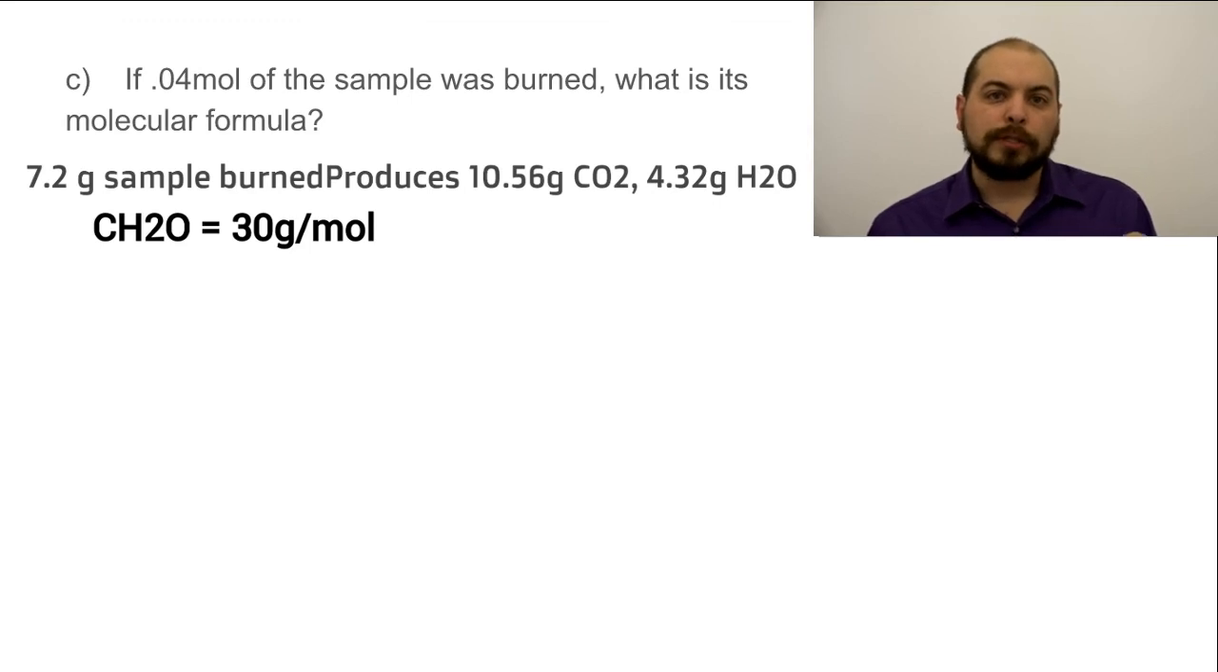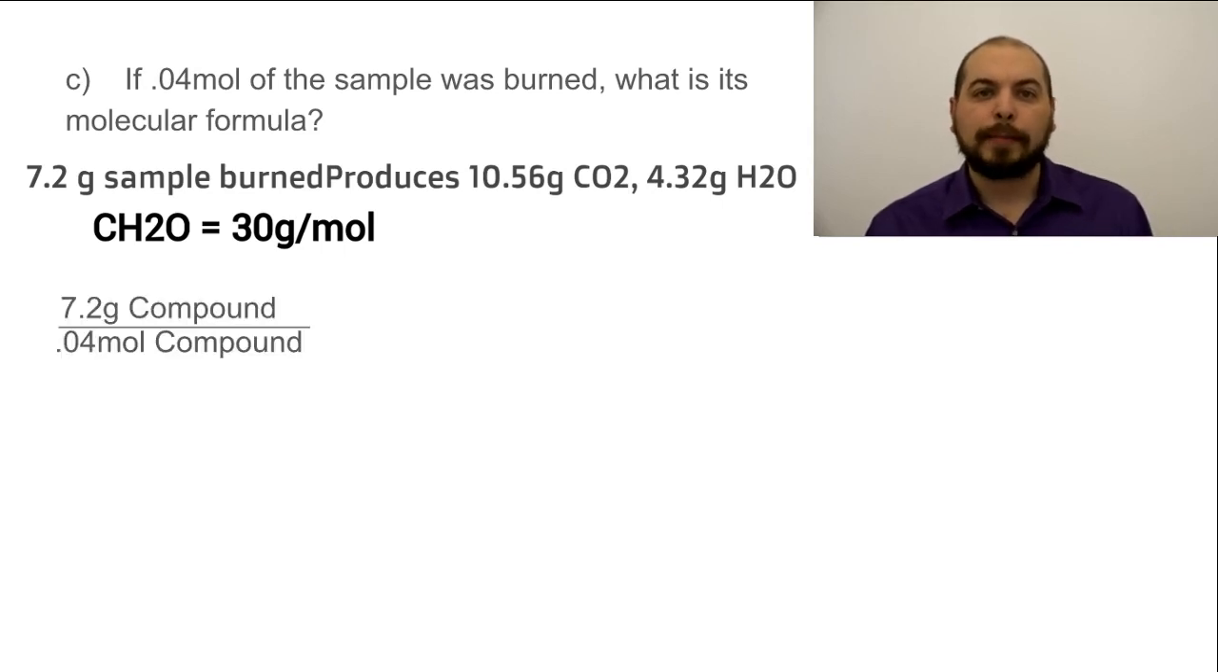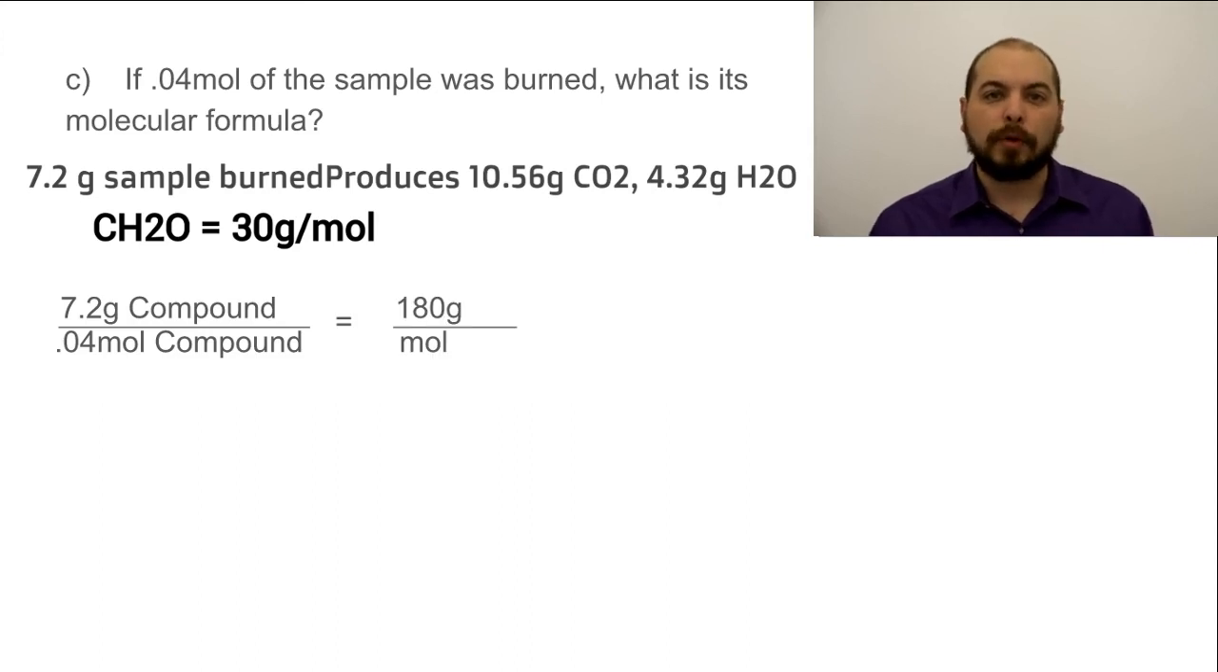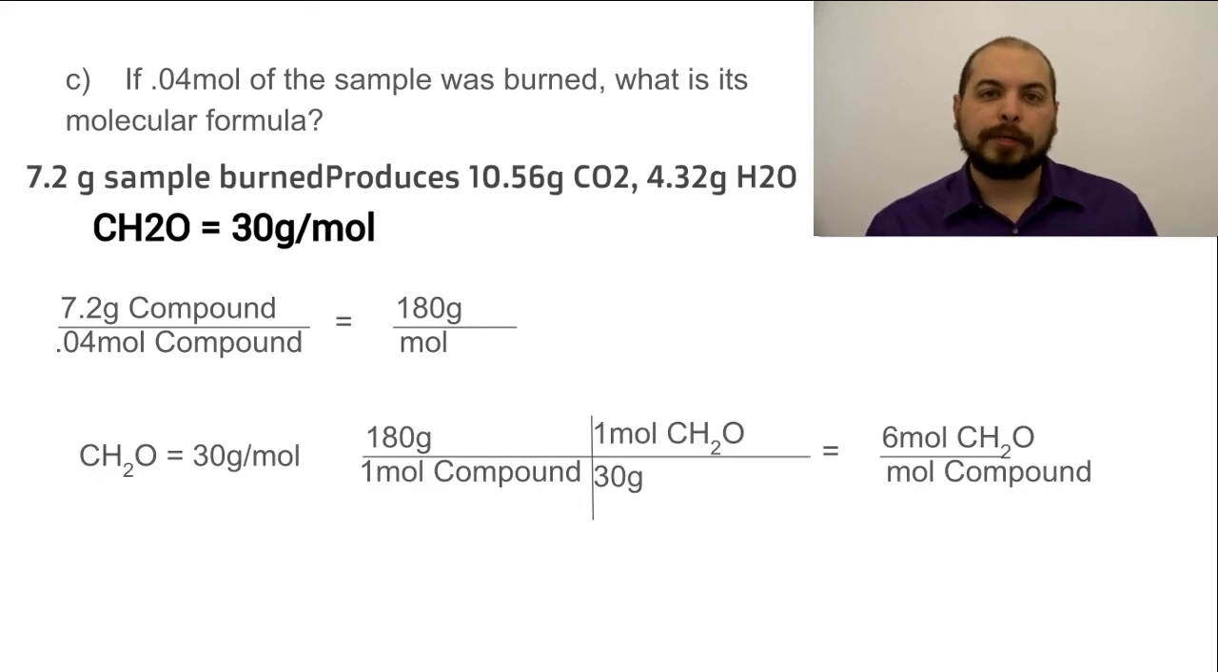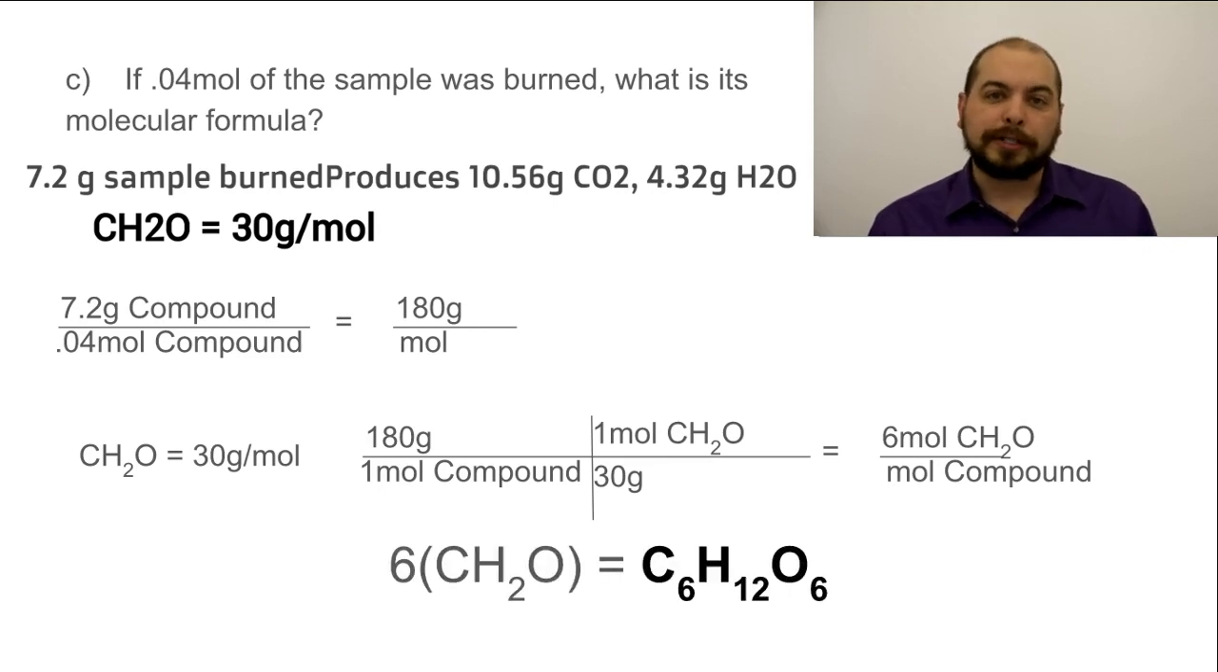Now we're going to find the molar mass of our molecular formula by knowing that out of 7.2 grams of our sample, that was 0.04 moles. So we take 7.2 grams, divide by 0.04 moles. That gives us a value of 180 grams per mole. In order to go from our empirical formula to our molecular formula, you can see that we need to multiply by 6, which means we multiply our entire formula by 6, giving us a molecular formula of C6H12O6, which happens to be glucose.